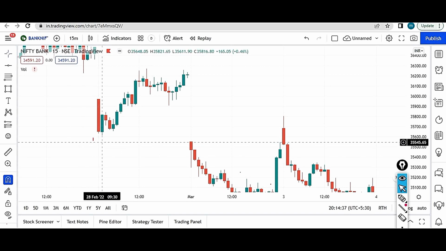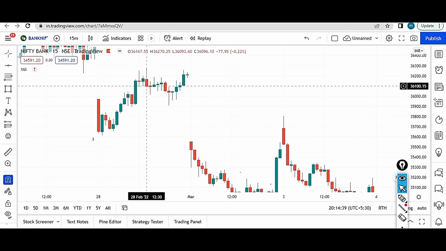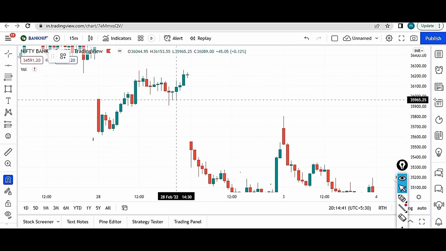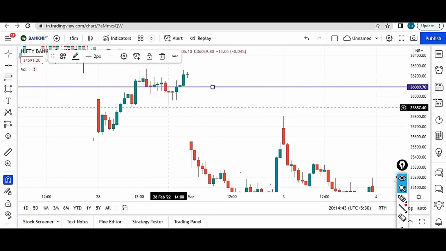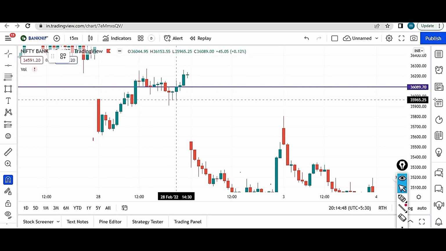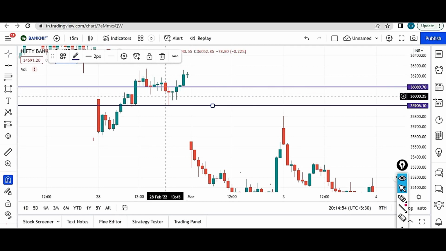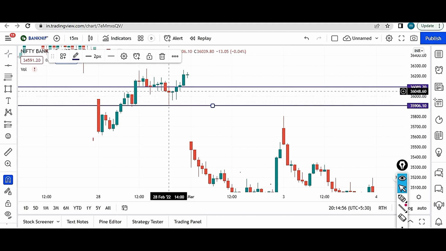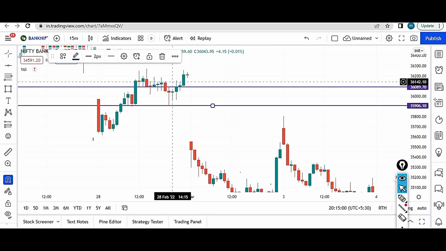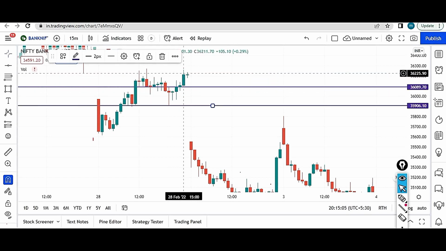You can see on 28th February, there is an inside bar here. If you observe clearly, around 2 o'clock, it made an inside bar. This is the mother candle, and this is the inside bar. It need not be a full body candle; it can be a pin bar also. You can enter by crossing the top of this candle, and your stop loss will be the low of this candle. You get around 1:1 here by the end of the day.